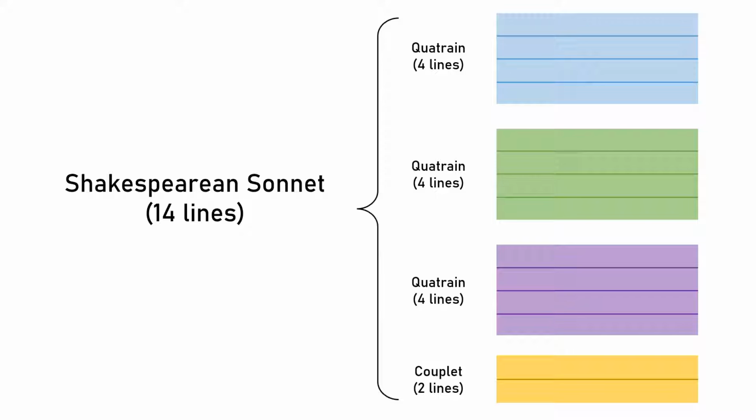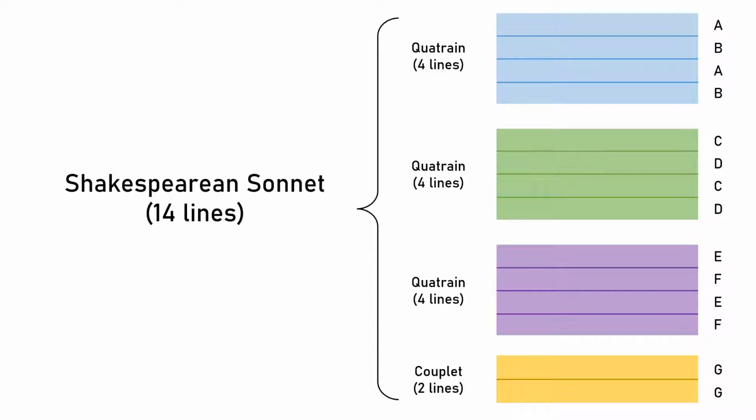There are many types of sonnets, but one of the most popular ones is the Shakespearean sonnet. This type consists of 14 lines in total, and it's broken up into 3 quatrains, or 3 stanzas with 4 lines each, and a couplet at the end, which is a stanza that consists of only 2 lines. Shakespearean sonnets usually follow this A-B, C-D, C-D rhyme scheme. This means that the last words of the first and third lines rhyme, the second and fourth lines rhyme, and so on and so forth.